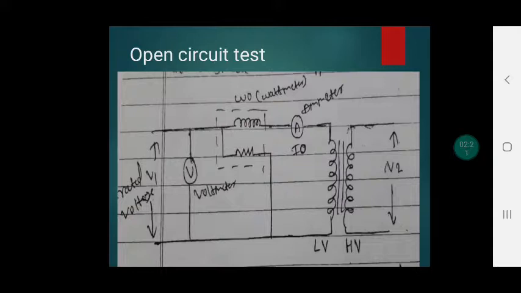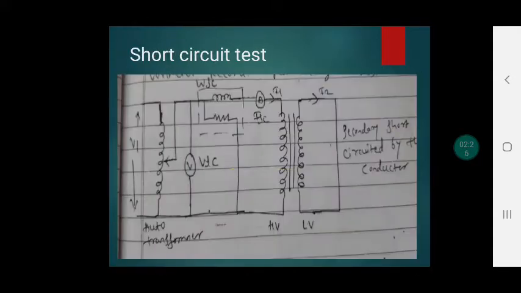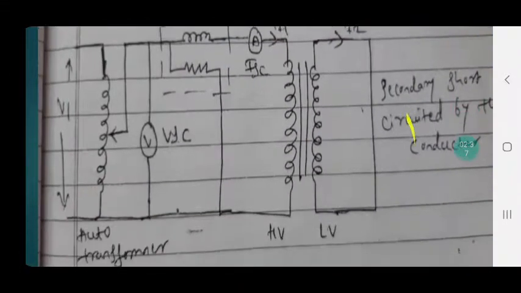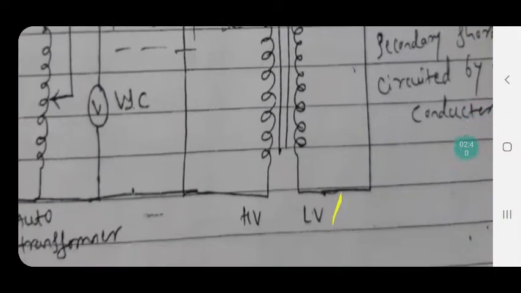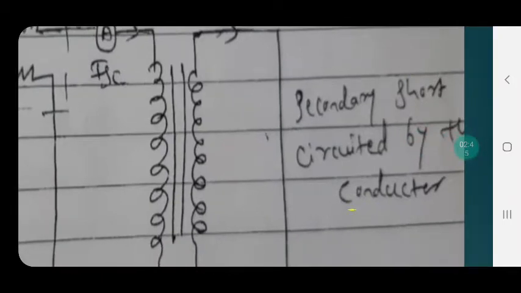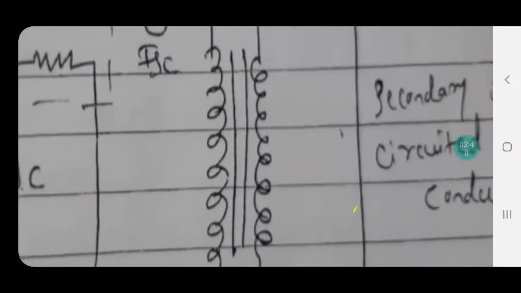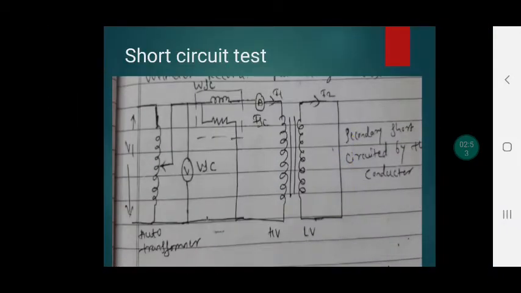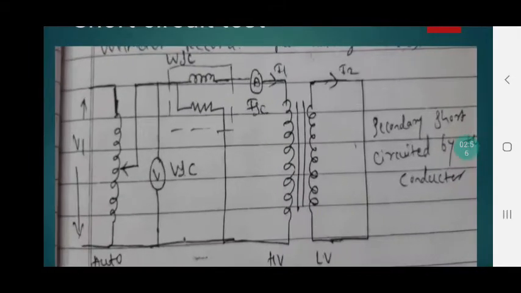Next, how to find the copper losses? How to determine the copper losses? The short circuit test is used to determine the copper losses. You can see in this test, LV means low voltage and HV means high voltage winding. The low voltage winding is short circuited by a thick conductor. You can see this low voltage winding is short circuited.